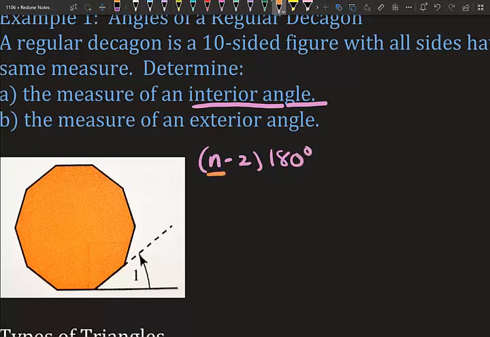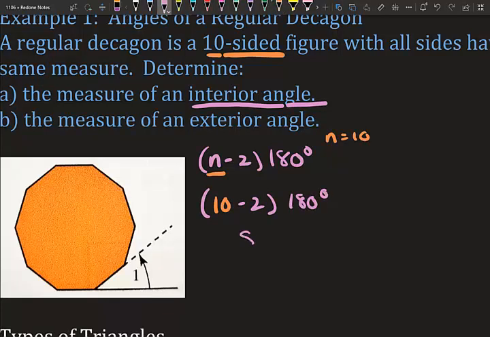And remember, n is the number of sides. So this is a 10-sided figure, so our n is 10. Let's plug it in. We have 10 minus 2 times 180 degrees. So that's 8 times 180 degrees. That means that's 1440 degrees. All of it on the inside, all of it together is 1440. Every single angle put together is 1440.